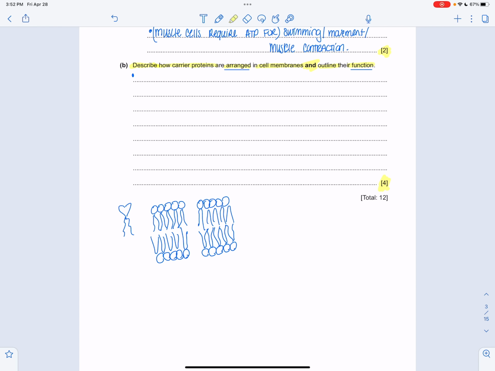Good enough? And here's going to be our carrier protein.